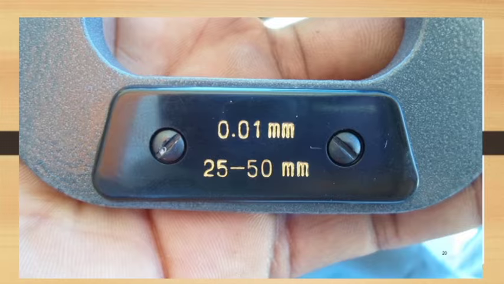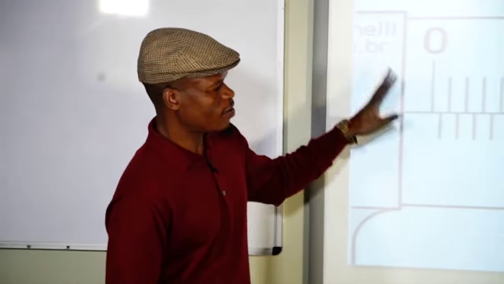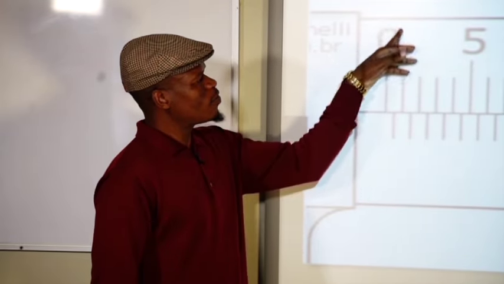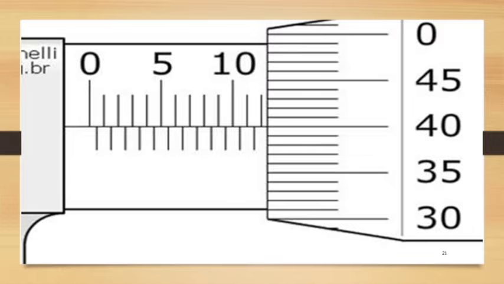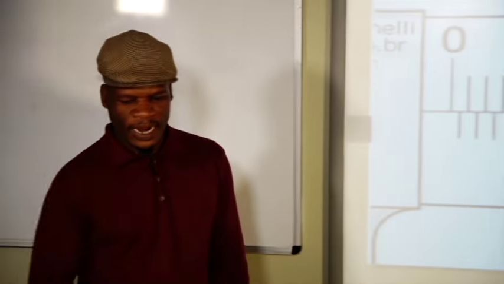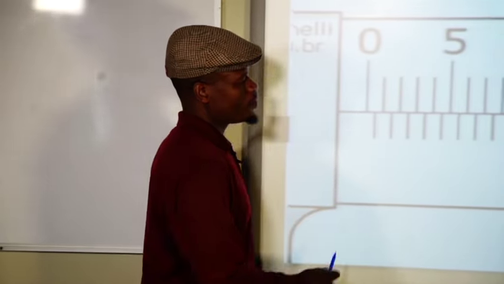So if you look at this one, the examiner might ask you, what range does this micrometer fall in? So you always look at the first number there. That means this instrument is going to start from 0 up to 25. Some of them might differ. If you look at this, you will notice that this one now starts at 25. It means it's going to be within the range of 25 and 50. So now let's look at how we read this instrument.